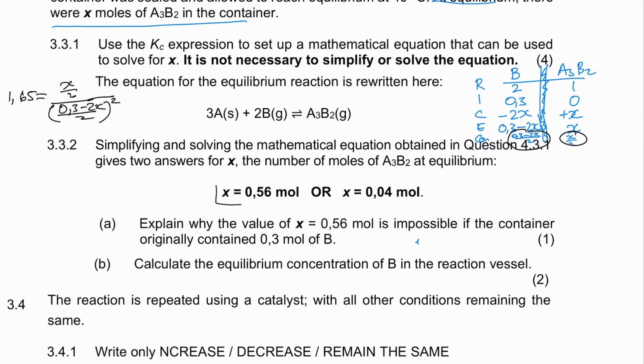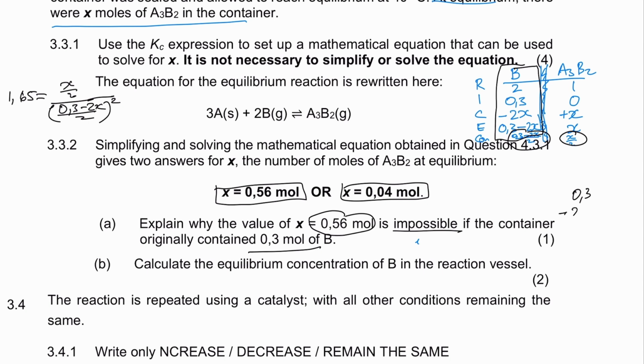Question 3.3.2, simplifying and solving the mathematical equation gave two answers. So you have one value for x as 0.56 and the other as 0.04. Explain why the value of 0.56 is impossible if the container contained 0.3 moles of B. Okay, so let's just focus on this B right here. Remember, we started with 0.3. It changed by minus 2x. If x is 0.56, then 0.3 minus 2 times 0.56 is equal to minus 0.82.